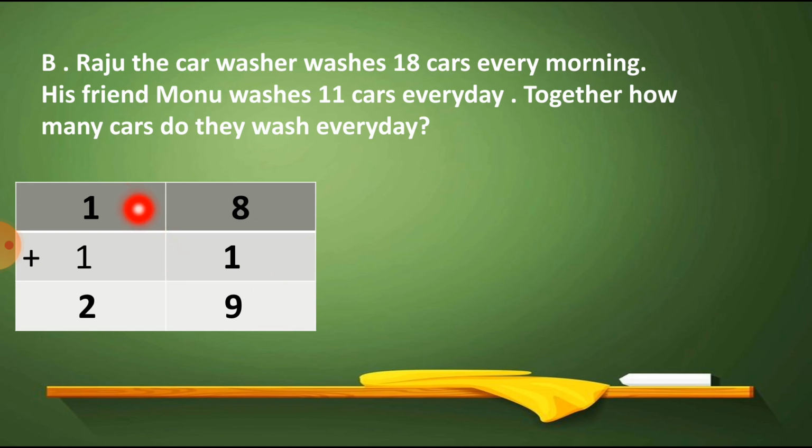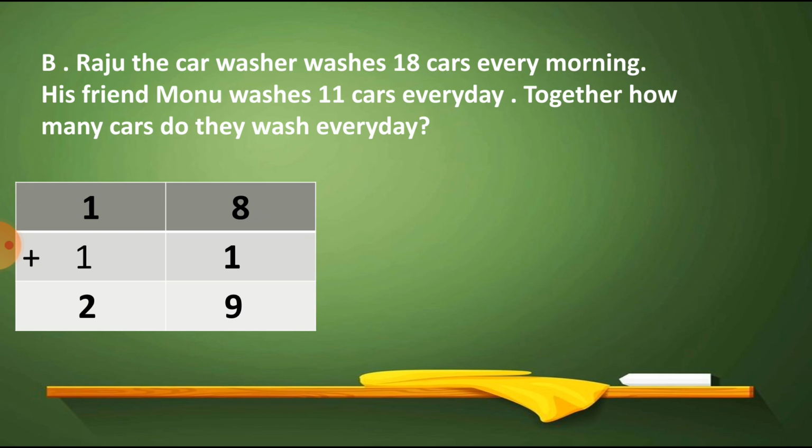Let's move to the tens column now. 1 plus 1. So students, at the tens column, 1 plus 1. So the number 2 will come. So the answer 2 will come. So how many cars do they wash together? Which answer will come? 29. So they wash 29 cars together.